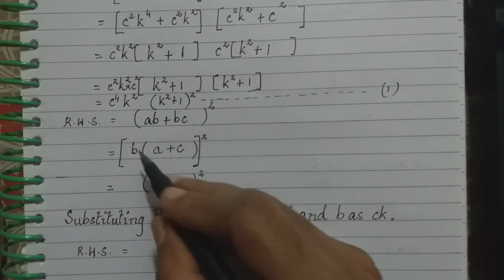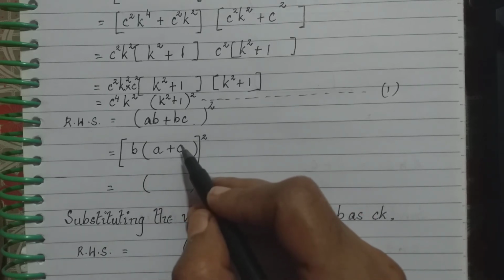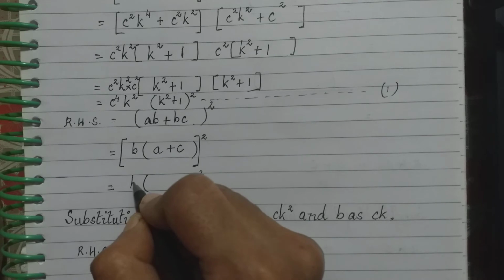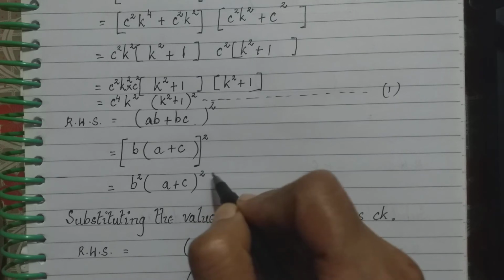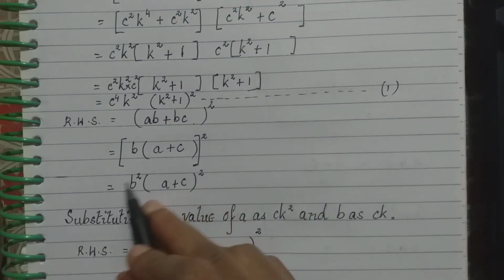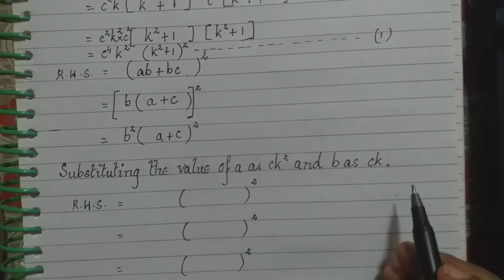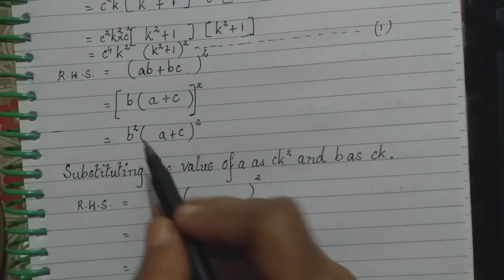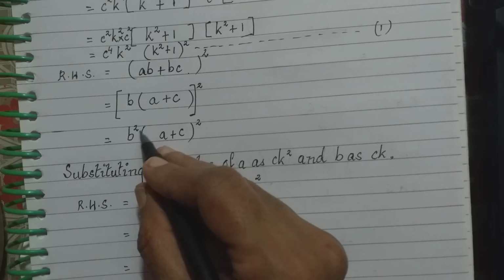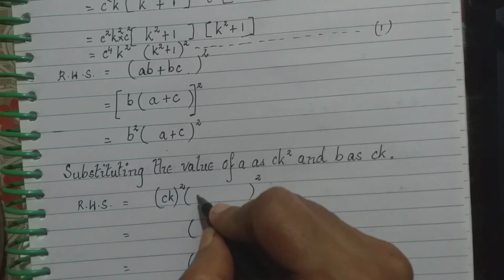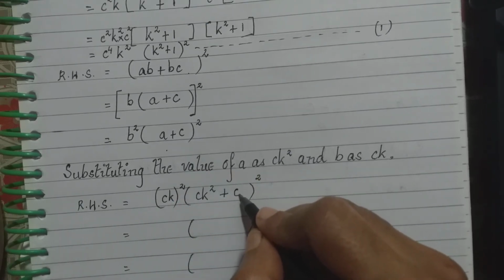Now if I want to remove this square bracket, what happens? The square will come for B as well as for A plus C. So this will be B square into A plus C the whole square. Now in this we will put the values of A as ck square and B as ck. So B is ck we said. So this will be ck the whole square because this is B square here. A we said is ck square. Then C we said we write it as it is.